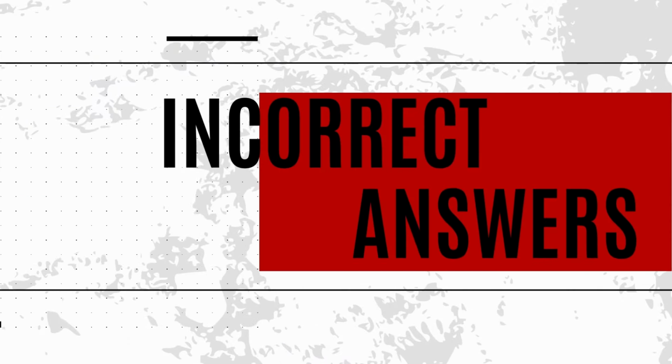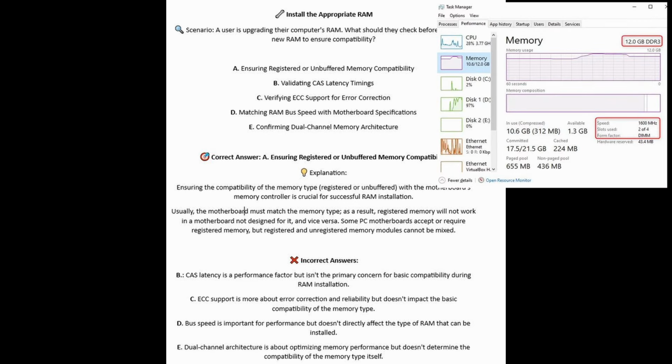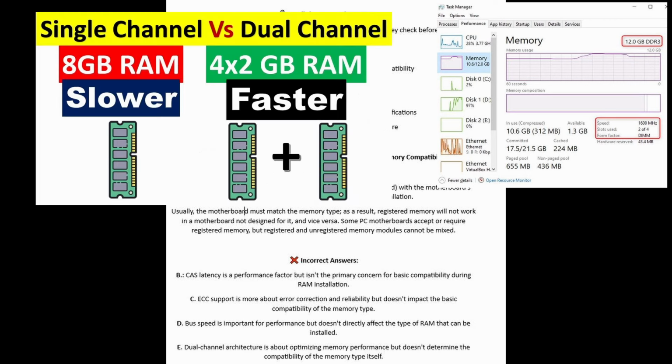And now for the incorrect answers, cache latency is a performance factor, but isn't the primary concern for basic compatibility during RAM installation. ECC support is more about error correction and reliability, but doesn't impact the basic compatibility of the memory type. Bus speed is important for performance, but doesn't directly affect the type of RAM that can be installed. And dual channel architecture is about optimizing memory performance, but doesn't determine the compatibility of the memory type itself.